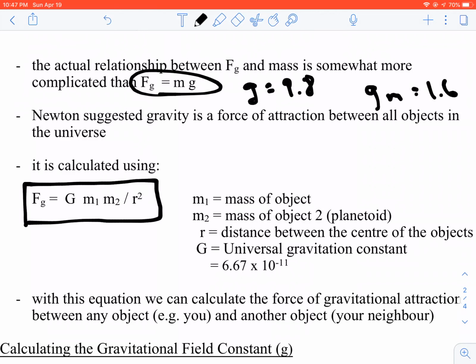So m1 and m2 are the masses, r is the separation distance, and Newton and Cavendish came up with the idea that the force is determined by how big the masses are. More mass means more force, and is inversely proportional to the separation distance, the distance between the center of me and the planet. If r gets bigger, F gets smaller. The further I get from the center of the Earth, the less is my gravitational force.